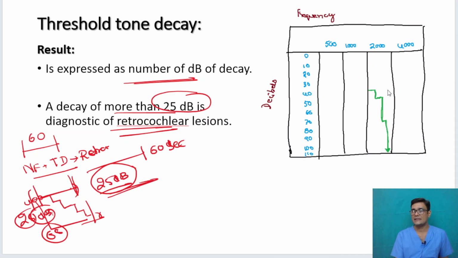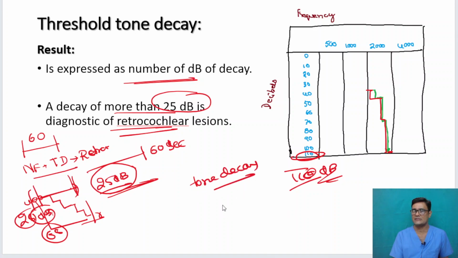Or in this case, you are increasing but there is no level above which you can increase. You cannot increase above 110 decibels, the machine's limit, and still he cannot hear for a complete 60 seconds. This is called tone decay. It is characteristic of nerve fatigue seen in retrocochlear lesions. An example is acoustic neuroma.